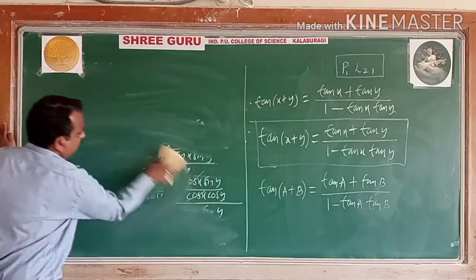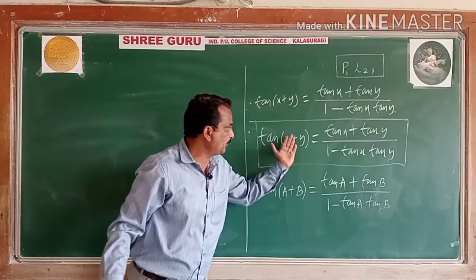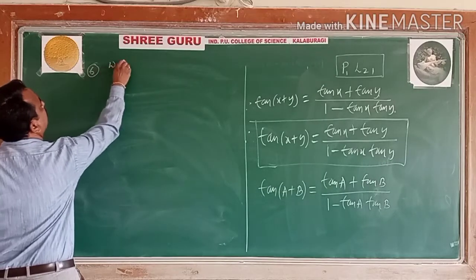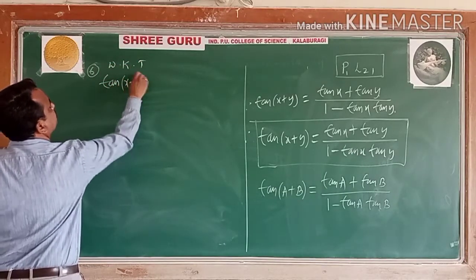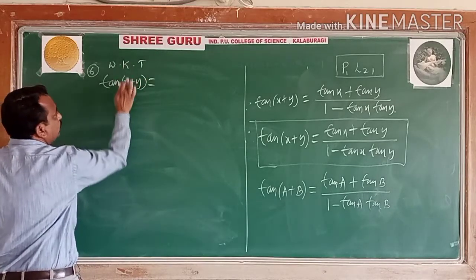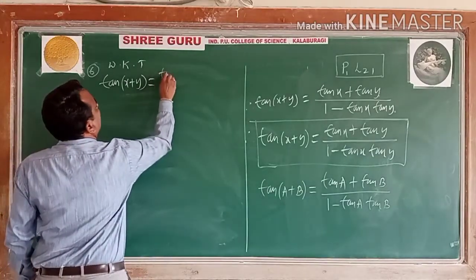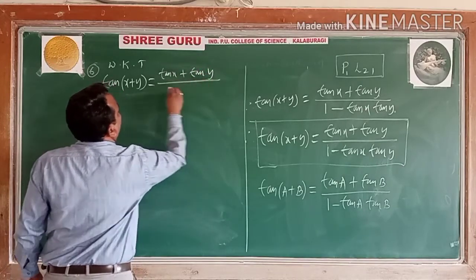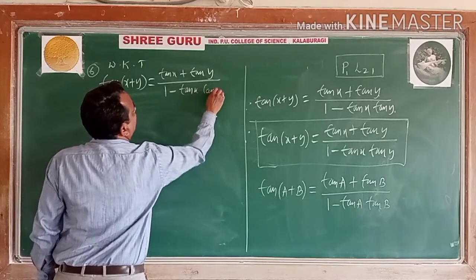Sixth result, let us deduce using this tan of x plus y. You will go for this difference formula also. See the sixth result here. We will prove tan of x minus y using this tan of x plus y. Here I will write the tan of x plus y formula: tan x plus tan y divided by 1 minus tan x into tan y.